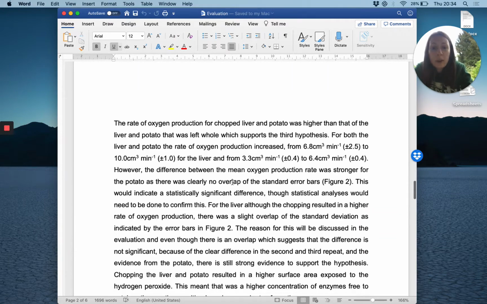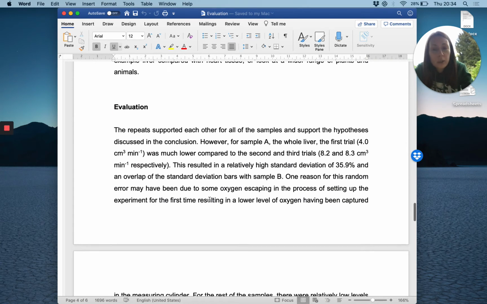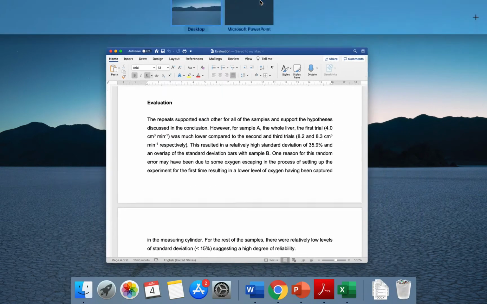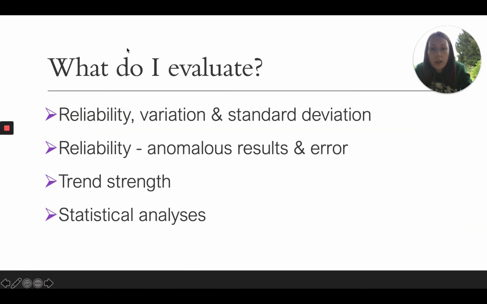Now the second part is the procedure. Often people overlook the analysis of the data, but it's incredibly important that you incorporate that as well and not just focus on the procedure. There are a couple of other things within the evaluation that I haven't really mentioned here, which are trend strength and statistical analysis, so there'll be another video on that.